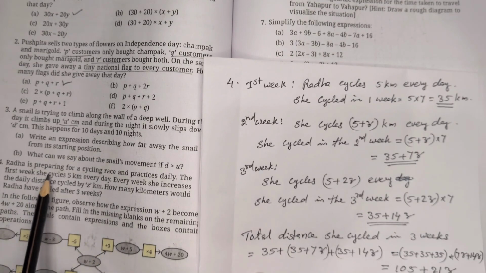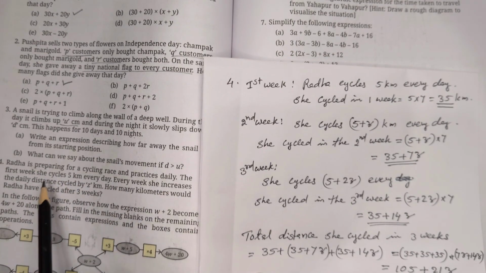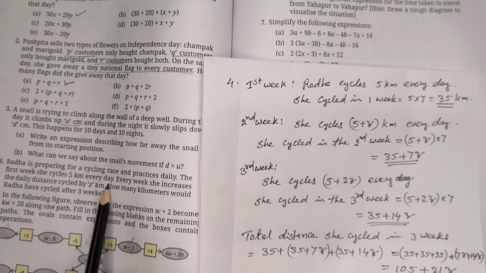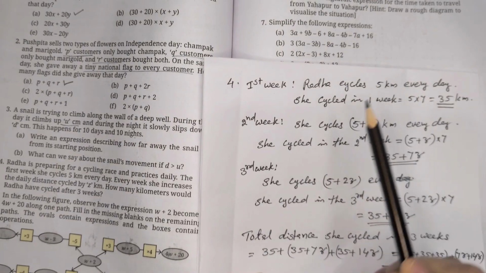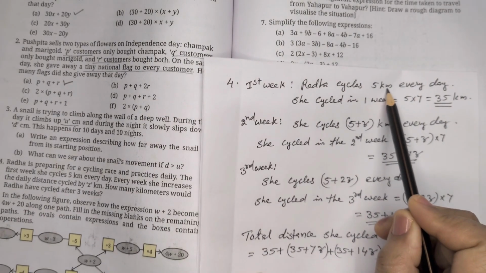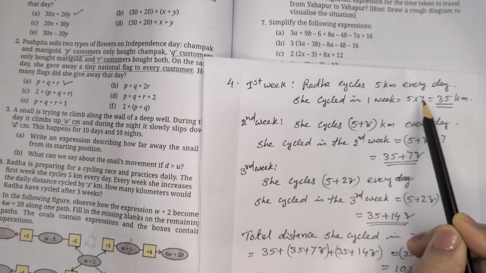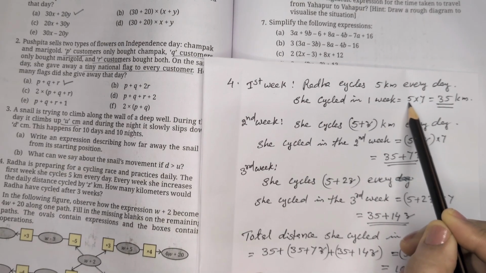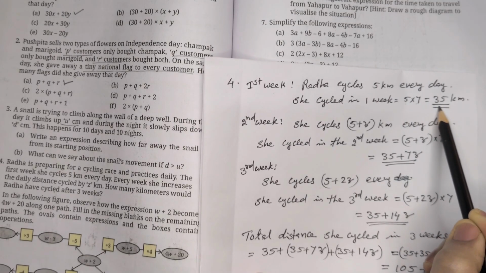Fourth question. Radha is preparing for a cycling race and practices daily. The first week she cycles 5 km every day. So first week, every day 5 km. One day 5 km. In a week 7 days are there. So in the first week she cycled 5 into 7, 35 km.